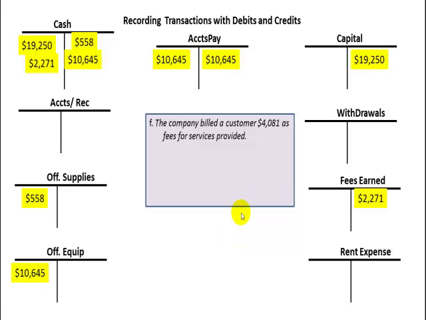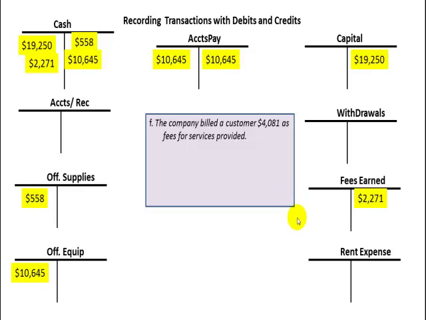Transaction F, the company billed a customer $4,081 as fees for services provided. So in this one, we've done the work for somebody, and we haven't collected the money yet, and we can put this down because of the revenue recognition principle, because we've actually done the work even though we haven't got the money. It doesn't really matter when we get the money. All that matters is, did we provide the goods or services, and we did.